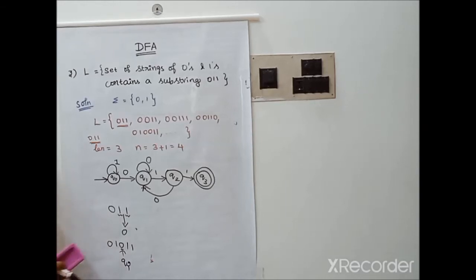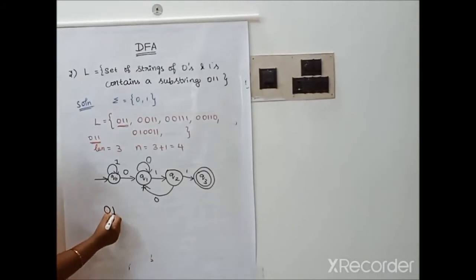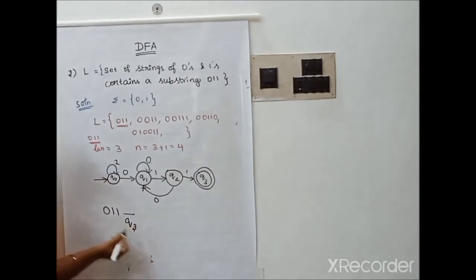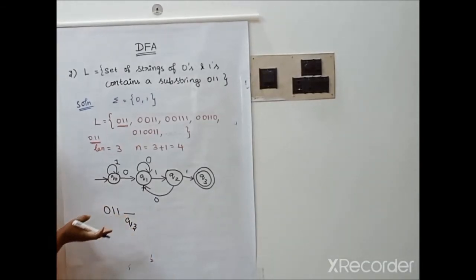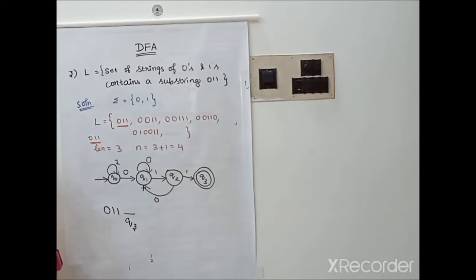Next we need to take the state Q3. Q3 is reached only after reading the substring, and it is our final state. Once the substring has been read by the machine, is there any need to form the substring again? No. Substring means the minimum occurrence of the string should be 1.